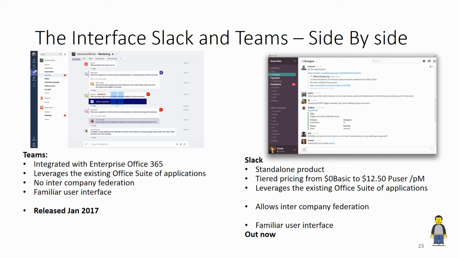So, the interface, Slack and Teams side by side. Integrated with Enterprise Office 365, that's Teams. Leverages the existing Office suite of applications. No intercompany federation, and it's got a familiar user interface. To be released around about February 2017. Slack. It's a standalone product, tiered pricing, up to $12.50 per user per month. Leverages the existing Office suite of applications. It will allow intercompany federation, and again has a very familiar user interface and is out now.